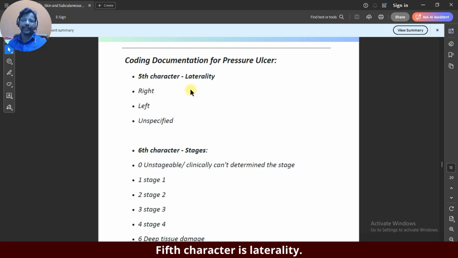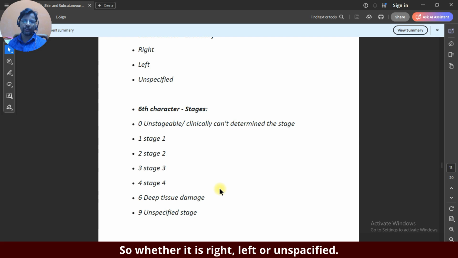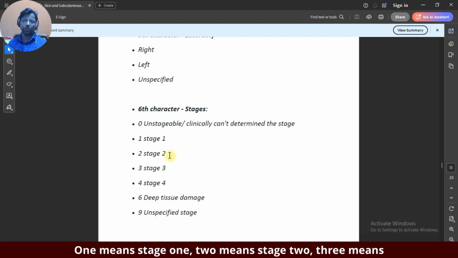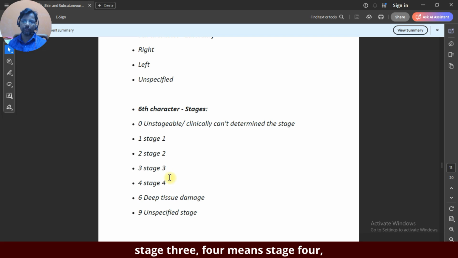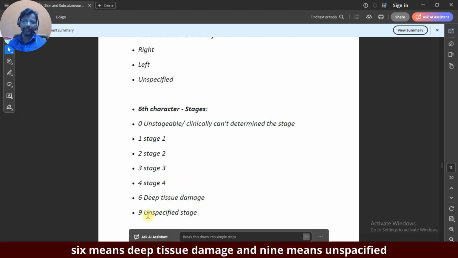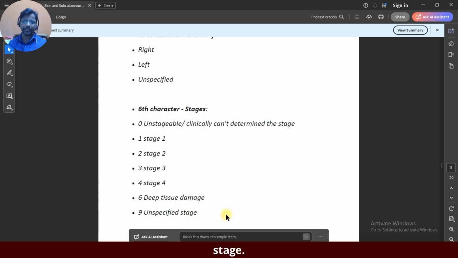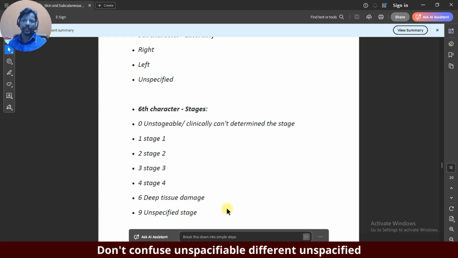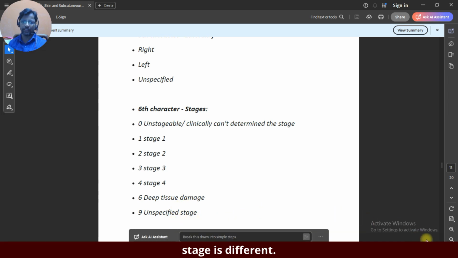Fifth character is laterality, so whether it is right, left or unspecified. Okay, so sixth character is stage. Sixth character 0 means unstageable, 1 means stage 1, 2 means stage 2, 3 means stage 3, 4 means stage 4, 6 means deep tissue damage and 9 means unspecified stage. Don't confuse unstageable; unspecified stage is different.